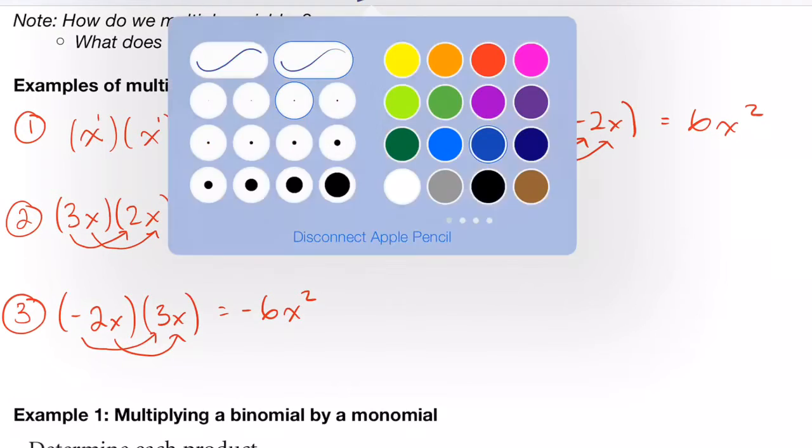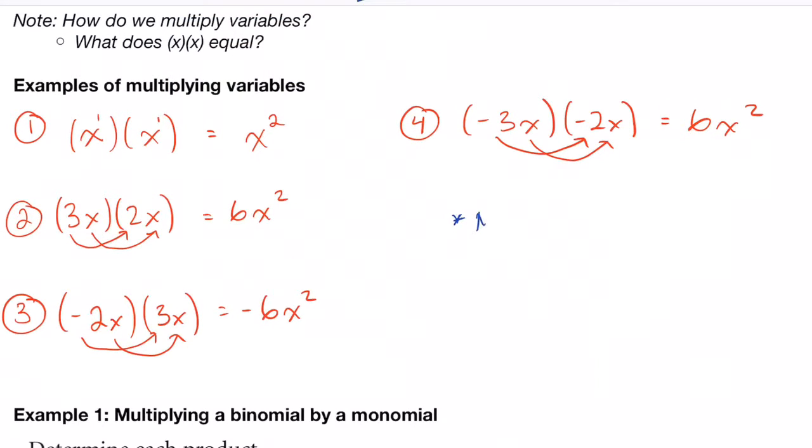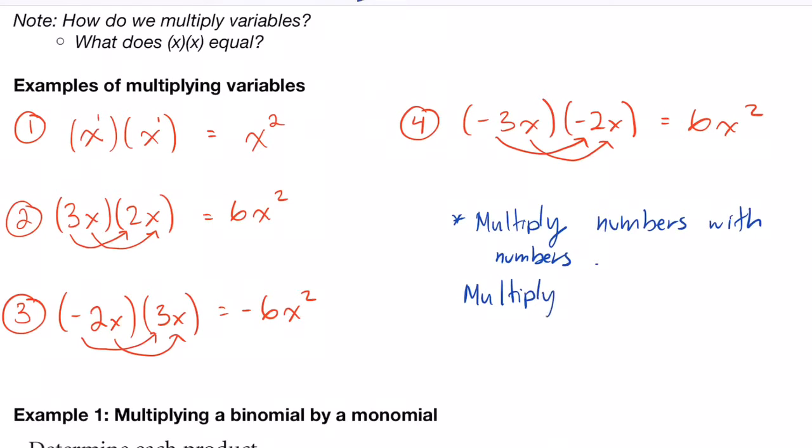So I'm going to write a little note here. Multiply numbers with numbers, and multiply variables with variables. So that's how we multiply variables.